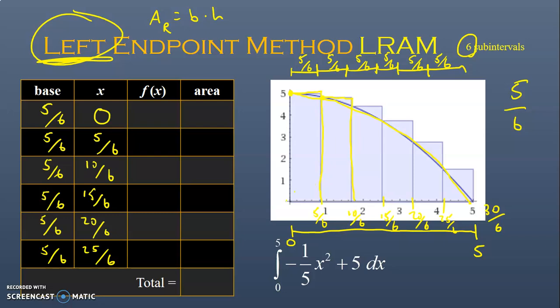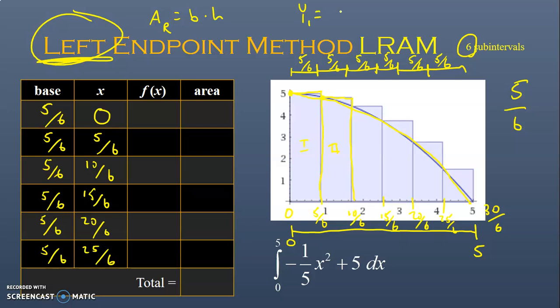So for this first interval, I used the point that was on the left side, so 0. For the second interval, I'm going to use the point that's on the left side, so 5/6. Now I don't really want the x value. I want to know what the y value is that goes with it. So I'm going to use a calculator.